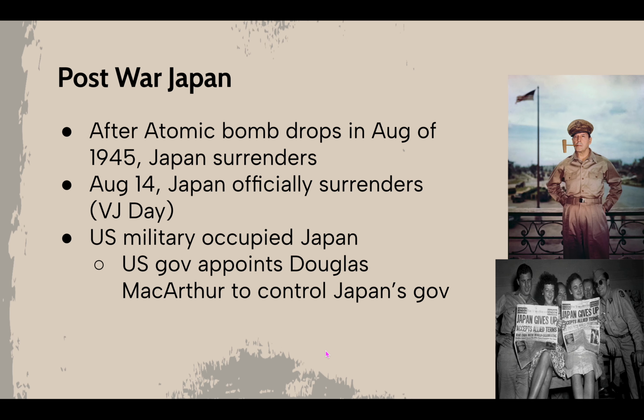All right, let's talk about post-war Japan. So after the atomic bomb drops in August of 1945, Japan surrenders. On August 14th, Japan officially surrenders, called VJ Day, or Victory in Japan Day. The U.S. military occupies Japan. The U.S. government appoints Douglas MacArthur, who's this dude right here, to control Japan's government.